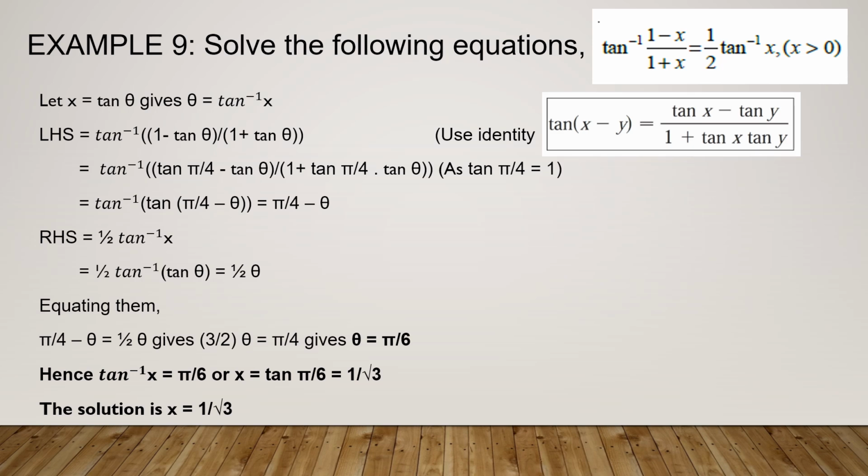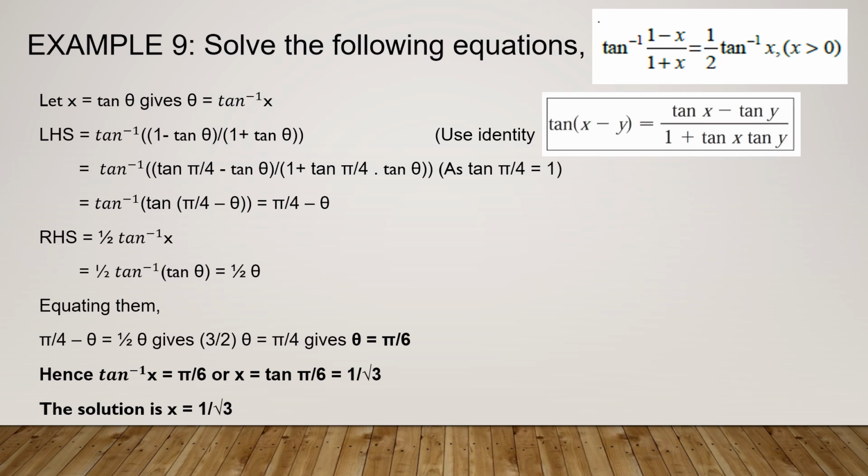Right hand side is half tan inverse of x. So half tan inverse of tan theta, which is half of theta. Solve means you have to get the value of x. So now equate your left hand side and right hand side. So it will be pi by 4 minus theta is equal to half theta.